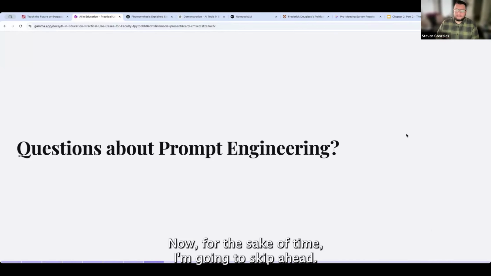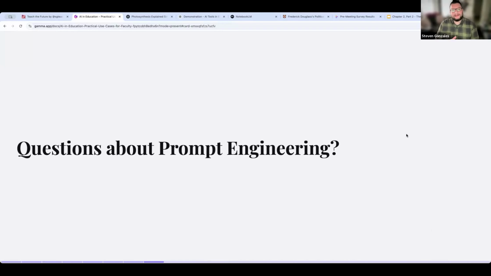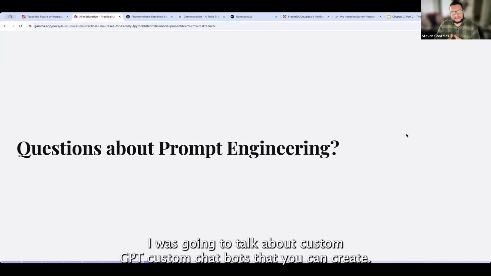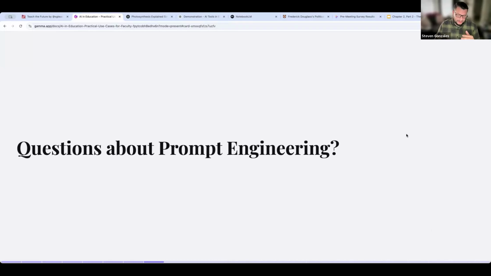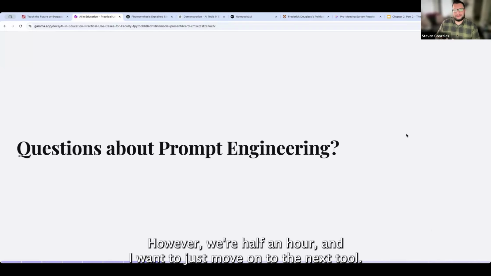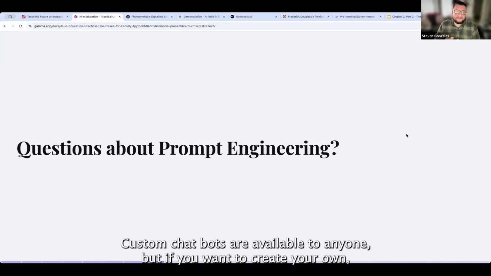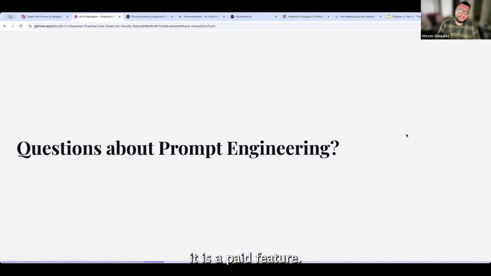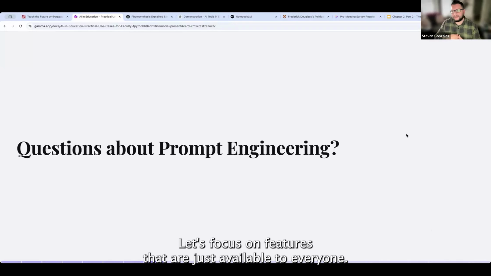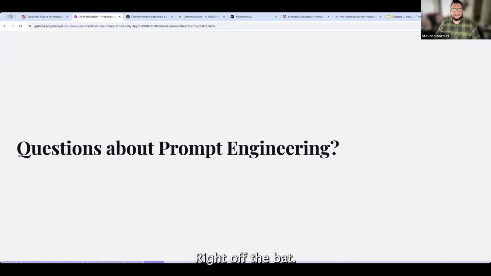Now, for the sake of time, I'm going to skip ahead. I was going to talk about custom GPTs, custom chatbots that you can create. However, we're half an hour in. I want to just move on to the next tool. Custom chatbots are available to anyone, but if you want to create your own, it is a paid feature. Let's focus on features that are just available to everyone right off the bat.